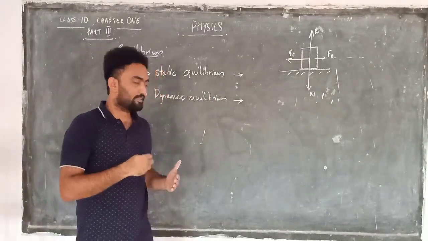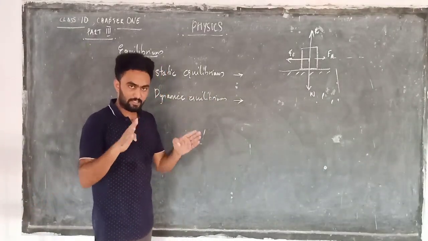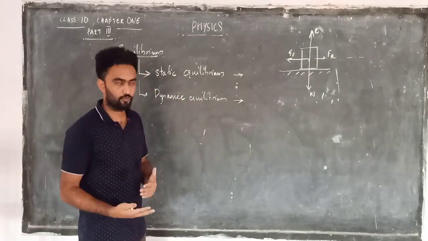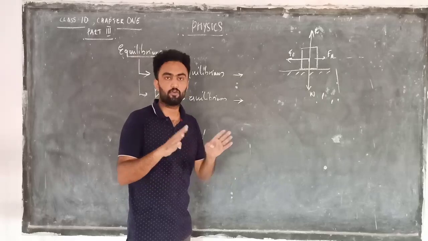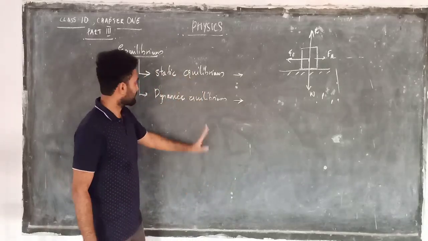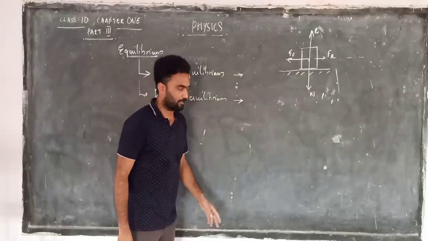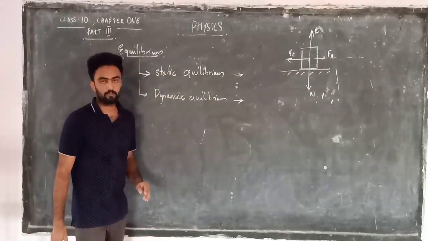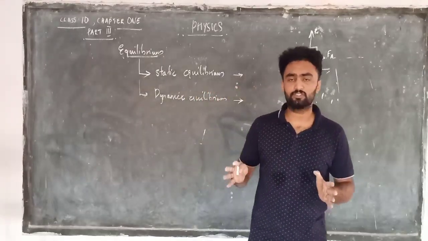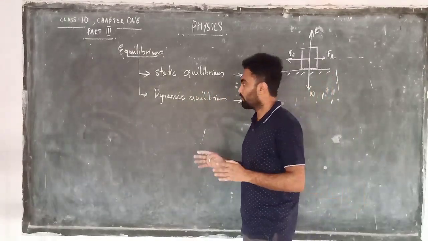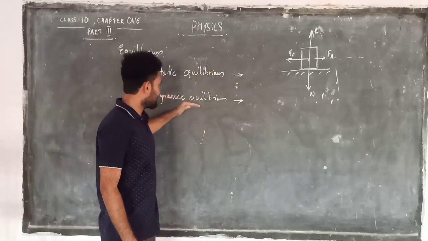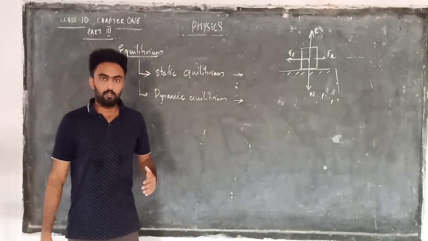So static equilibrium is a condition in which the body will remain in a state of rest even on the action of an external force, which means the net external force acting on the body will be zero, and the body will remain in a state of rest. That is called the static equilibrium case. Whereas dynamic equilibrium means if a number of forces are acting on a particular body, even though the body is not changing its uniform motion, then it is called dynamic equilibrium. Clear?